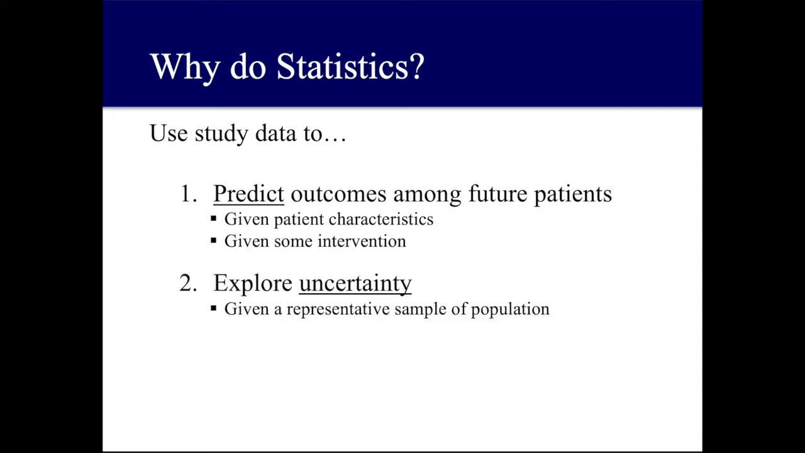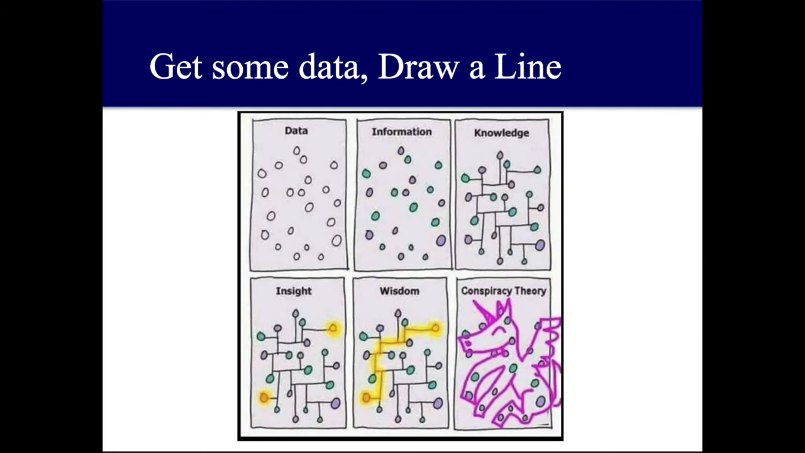Second aspect of statistics is to explore uncertainty. We know that study data are only representative samples of a population. Therefore, we need to infer what the uncertainty is among that population in order to have a better idea of the generalizability to our clinical population. How is this done? Fundamentally, studies get some data and then draw a line using statistics in order to understand the relationship among those data.